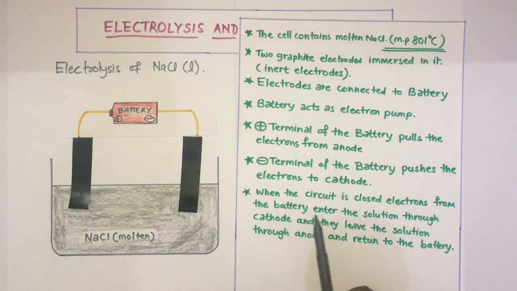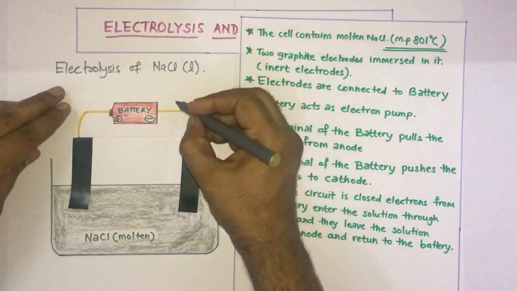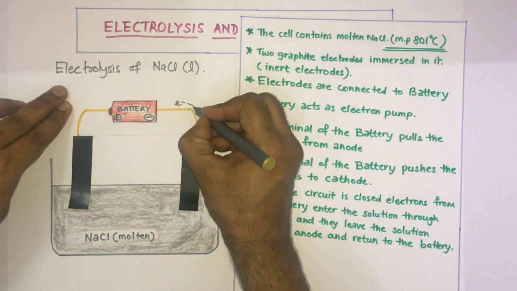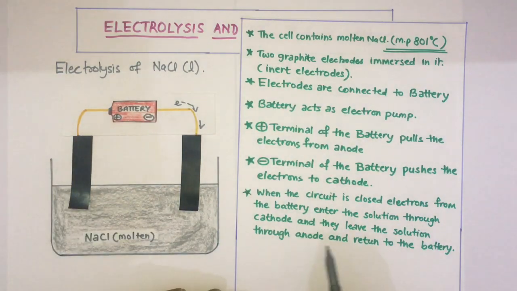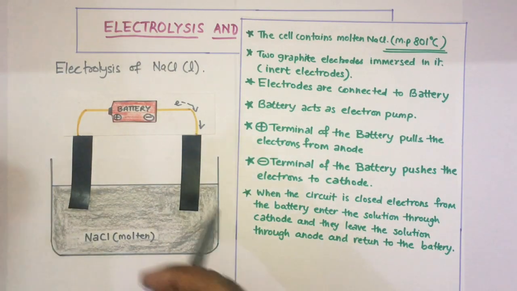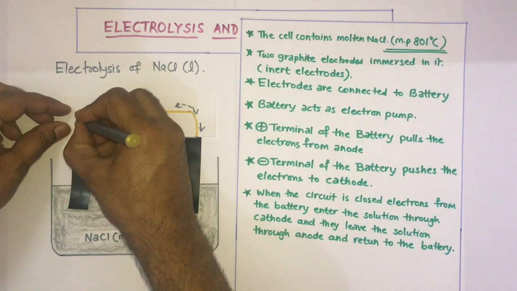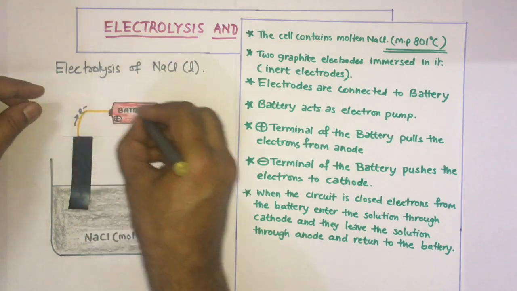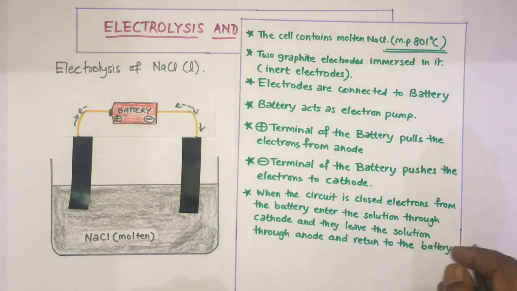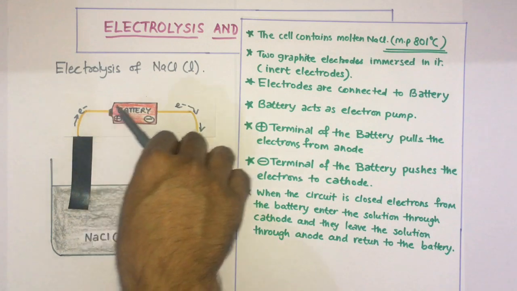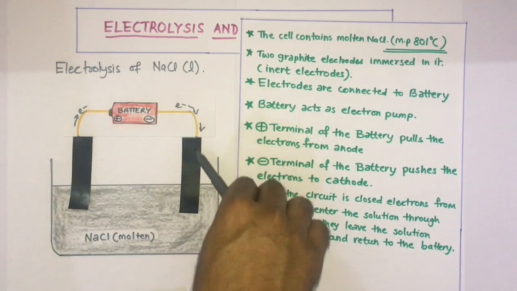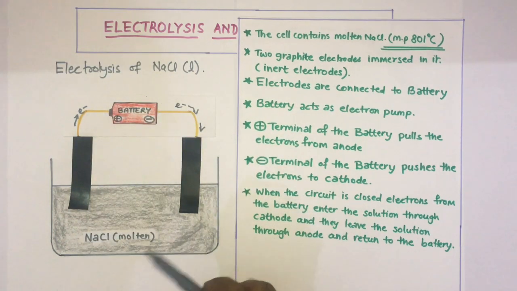electrons from the battery enter the solution through the cathode, and they leave the solution through the anode. So this is the direction of the electron: they leave the solution through the anode and return to the battery. Electrons move from the anode, and through the battery they go to the cathode.